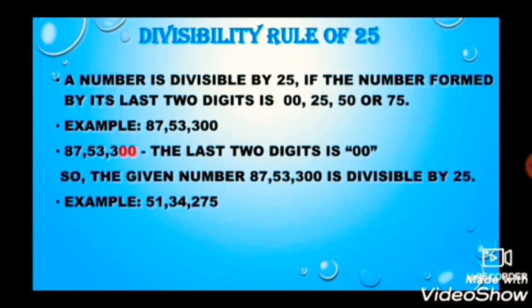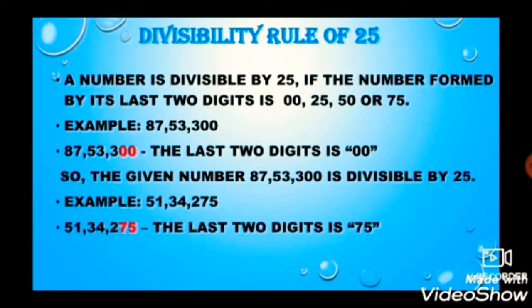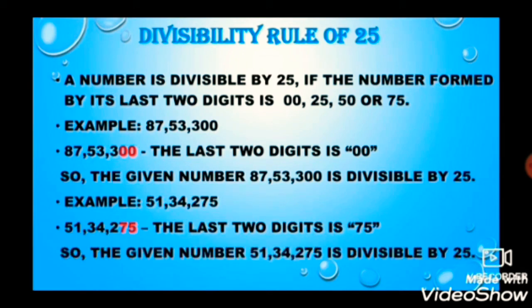Next, 51,34,275. Here, the last two digits are 75. So, the given number 51,34,275 is divisible by 25.